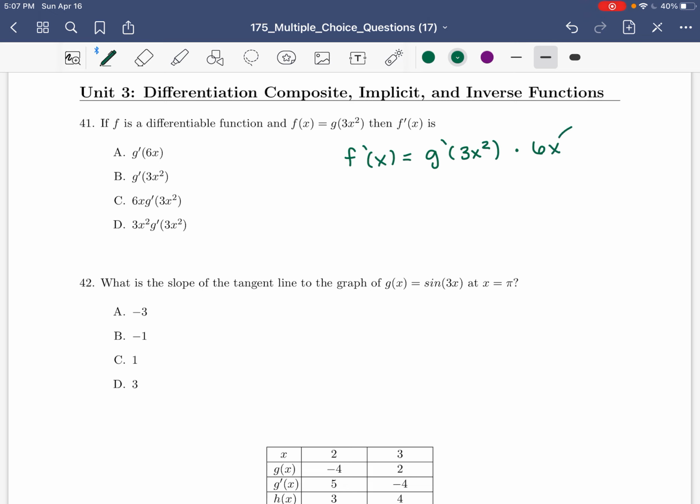which is 6x. And notice this is not a composite function. There is no function inside of another function, so we're done. Meaning our answer here is going to be f prime of x equals 6x g prime of 3x squared, which looks like it matches C.